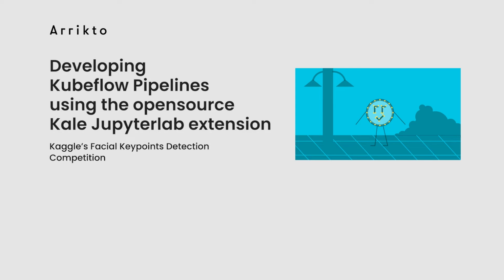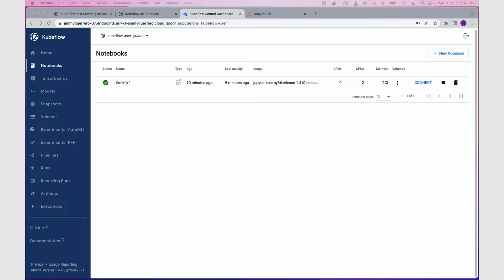All right, in this short demo, we're going to show you how to convert Kaggle's facial key points detection competition into a Kubeflow pipeline using the open source Kale JupyterLab extension. So we're going to assume that you've successfully built the previous pipeline using the KFP SDK, which means that you should have the following environment already prepared.